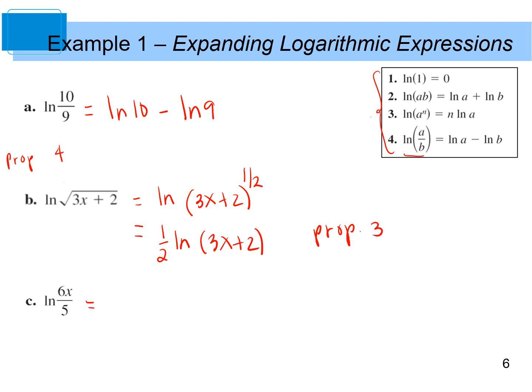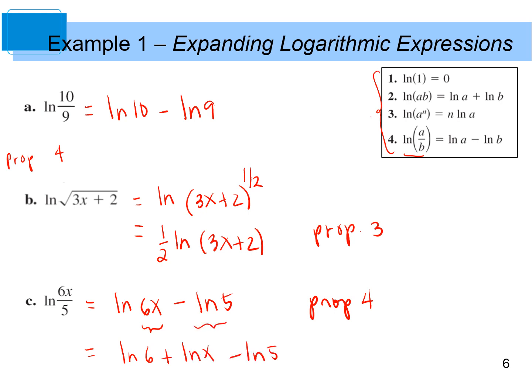Next, we have here a quotient. We have the natural logarithm of 6x over 5. So this is equivalent to the natural logarithm of 6x minus the natural logarithm of 5. So we use property 4. And then notice that 6x here is a product. So we can further expand this using property 2, wherein we can separate ln of 6x into ln of 6 plus ln of x, and then we have minus ln of 5. So here we applied property 2.